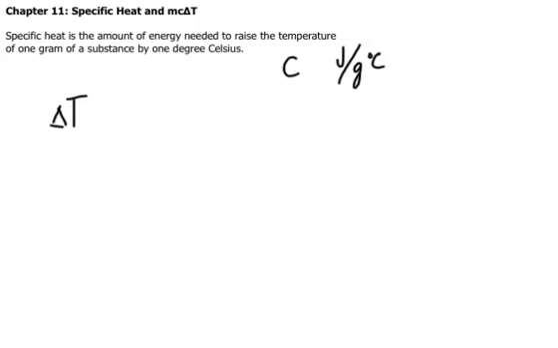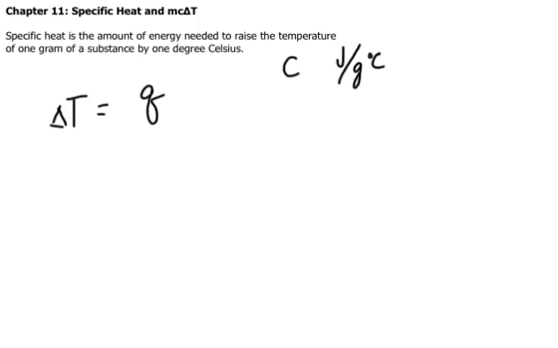So the first thing that we need to know is how much energy is being put in. The more energy that is put in, the more the temperature goes up. So that is a nice, straightforward, direct relationship. The amount of energy we're going to represent by the variable Q, and so the greater Q, the greater the change in temperature. The more energy you put in, the more the temperature changes.